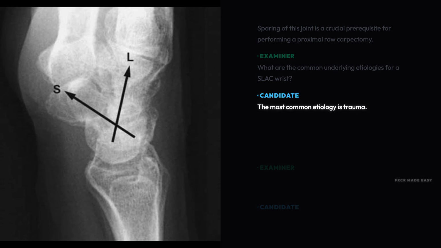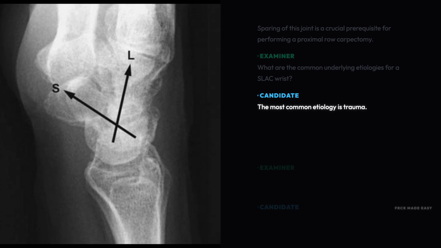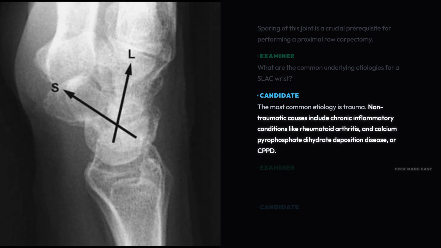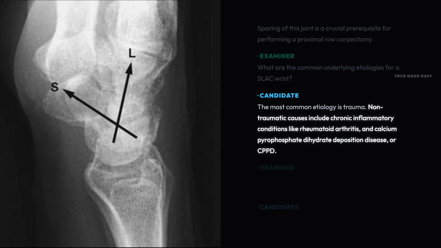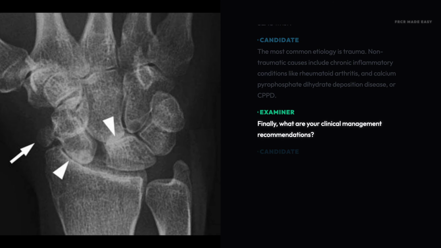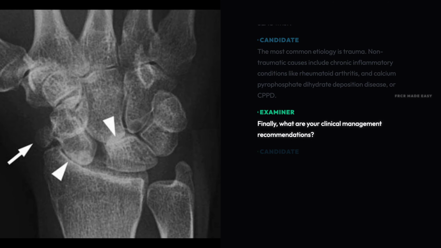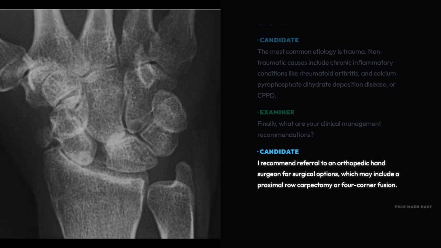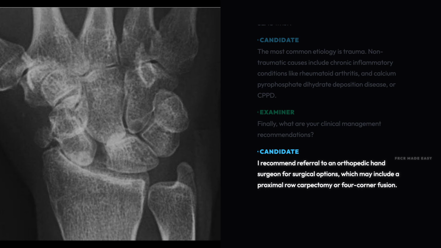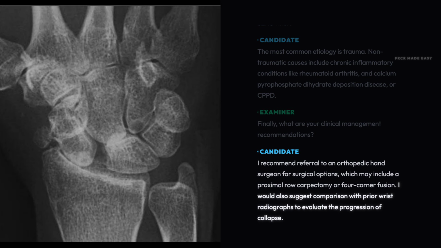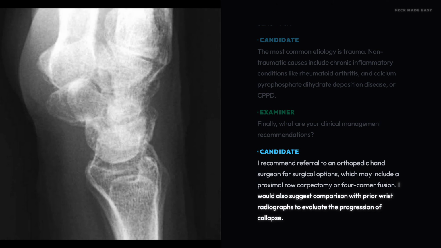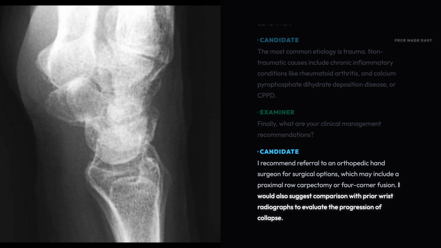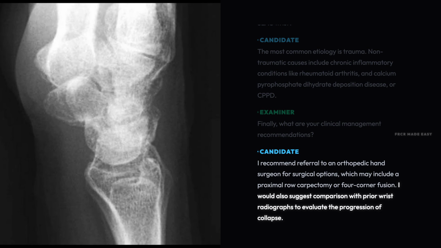Non-traumatic causes include chronic inflammatory conditions like rheumatoid arthritis and calcium pyrophosphate dihydrate deposition disease, or CPPD. Finally, what are your clinical management recommendations? I recommend referral to an orthopedic hand surgeon for surgical options, which may include a proximal row carpectomy or four-corner fusion. I would also suggest comparison with prior wrist radiographs to evaluate the progression of collapse.